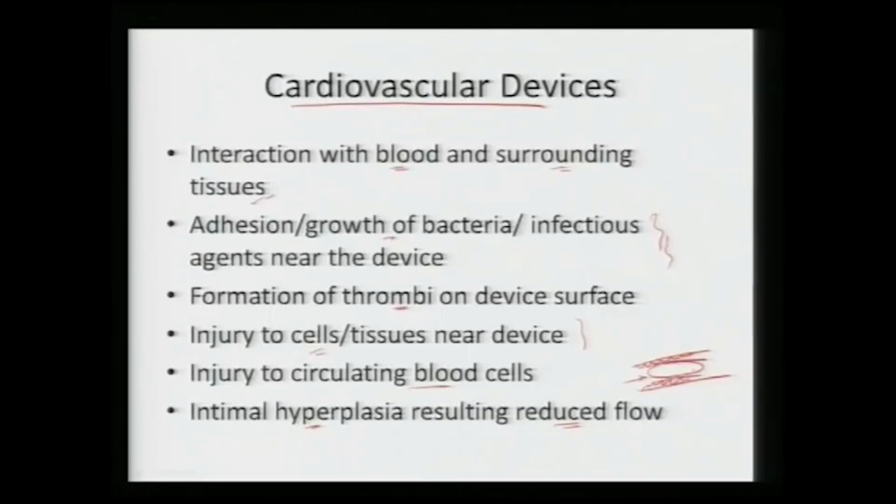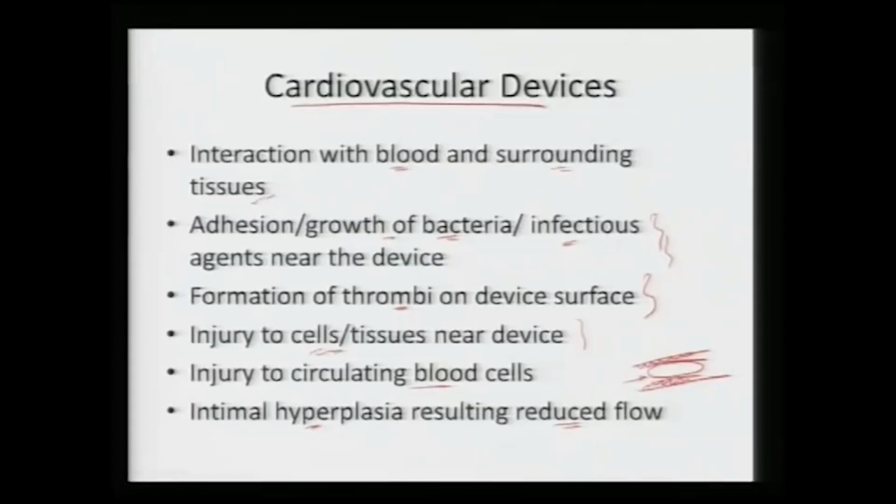So, these are the critical issues with the cardiovascular devices, because they remain in contact with blood and with the surrounding tissues. The addition can lead to infection by the growth of bacteria or some infectious agent on the device, and it can form thrombi on the device surface, which will limit the overall exposure of this device to the surroundings. It can also cause injury to cells or tissues near the device, and it can injure the flowing blood cells, or it may lead to hyperplasia, which can result in reduced flow of the bloodstream.